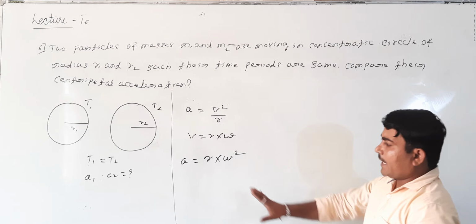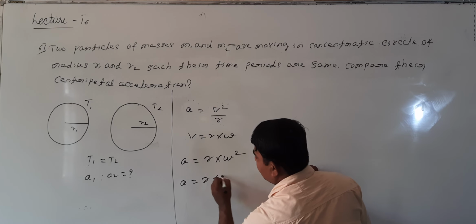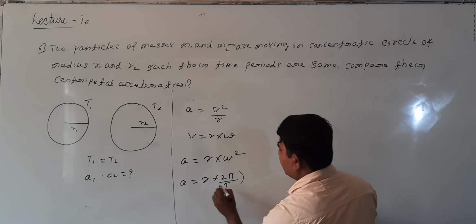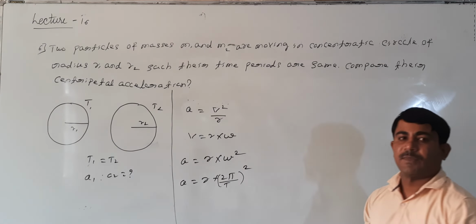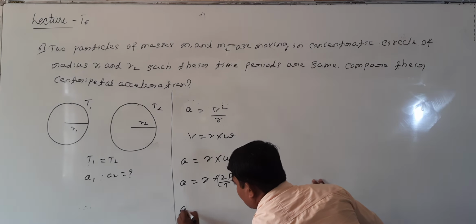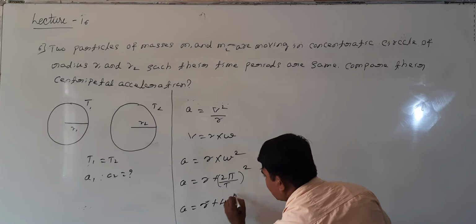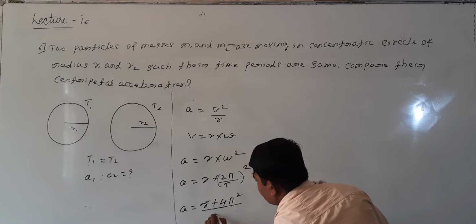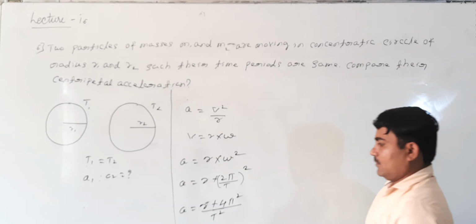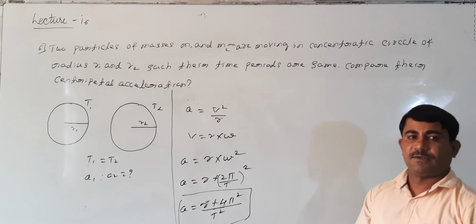Again omega is 2 pi by T. Omega equal to 2 pi by T, keep it up here: 2 pi divided by T, whole square. Omega means 2 pi by T or 2 pi into f. Again copy this. So altogether what are we getting? a equals r into 4 pi square divided by T square. Students, this is the general formula, right?